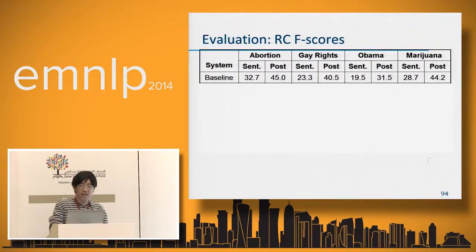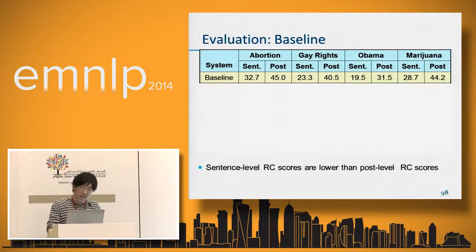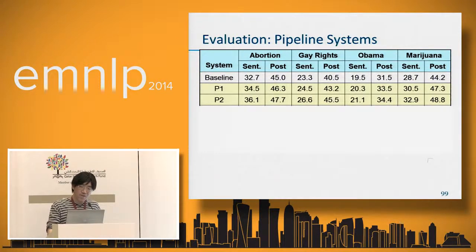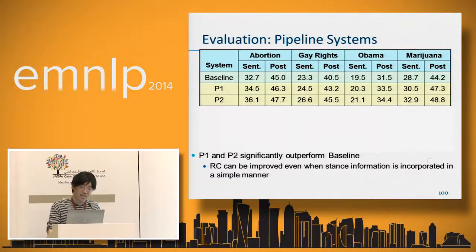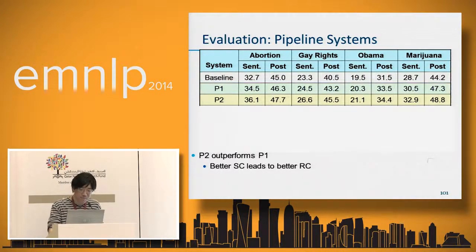Okay? So here are the results of reason classification expressed in terms of F-scores on our 4 data sets. Again, we have sentence-level scores as well as post-level scores for our baseline system. And here, it should not be surprising that sentence-level scores are lower than the post-level scores. Here are the results of our 2 pipeline systems. As you can see, both pipeline systems significantly outperform the baseline system, which suggests that reason classification can be improved even when stance information is incorporated into reason classification in a fairly simple manner. And also, P2 outperforms P1, suggesting that better stance classification in terms of sequence modeling can indeed lead to better reason classification performance.